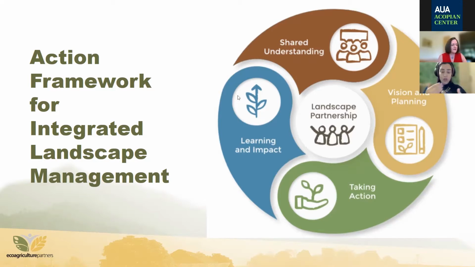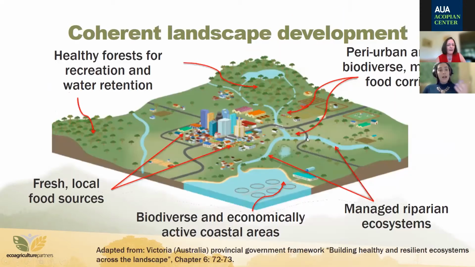If you'll go to the next slide, the outcome of this process is a coherent strategy and collaborative action for landscape development, where together, by different actions going on in different parts of the landscape, you generate an overall healthy ecosystem, a healthy, inclusive, green economy, and human well-being across the landscape of different social groups. This is the goal that we're looking for from integrated landscape management.